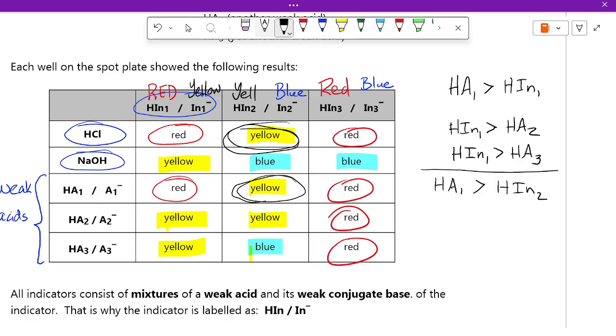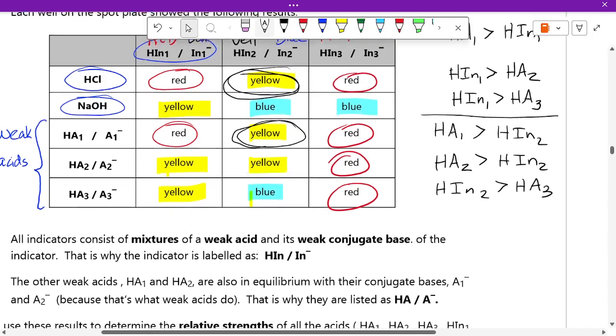How about HA2? Stronger or weaker than indicator 2? Stronger. How about indicator 3, or sorry, acid 3? Yeah, so I'm going to put HIN2 is stronger than HA3. You could write it the other way too if you wanted to. It doesn't matter. I'm just putting them all stronger, stronger, stronger. Okay.